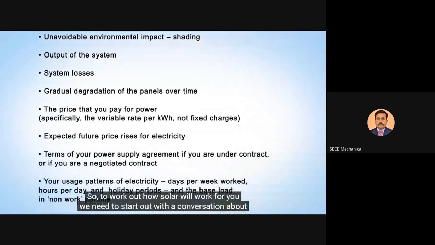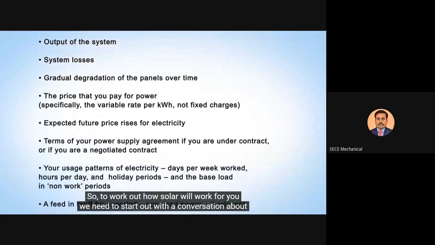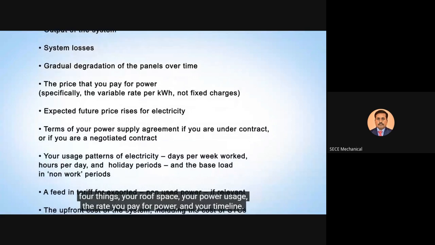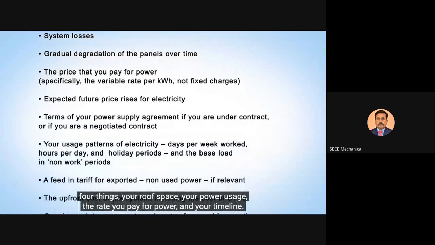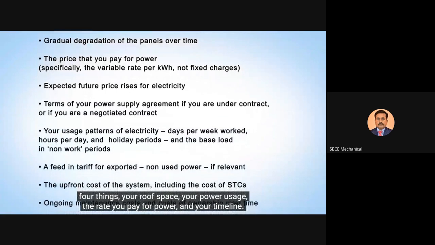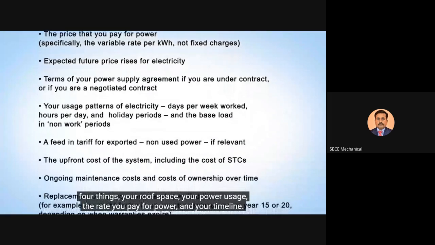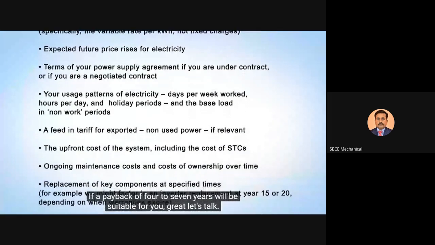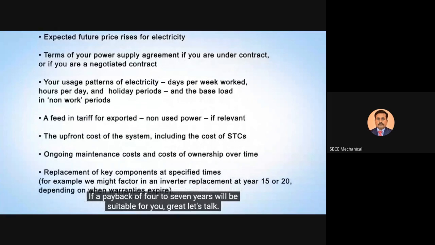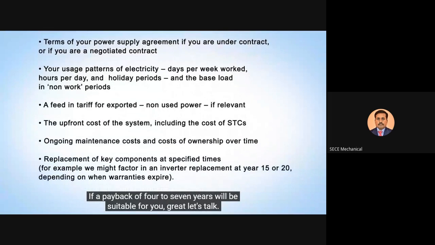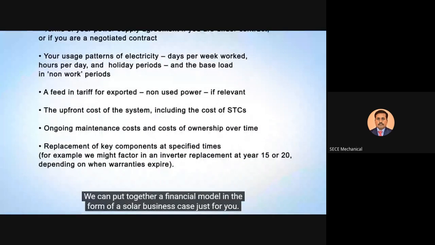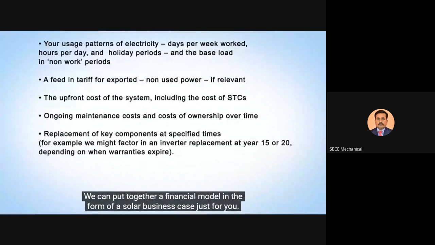So to work out how solar will work for you, we need to start with a conversation about four things: your roof space, your power usage, the rate you pay for power, and your timeline. If a payback of 4 to 7 years will be suitable for you, great, let's talk. We can put together a financial model in the form of a solar business case, just for you.